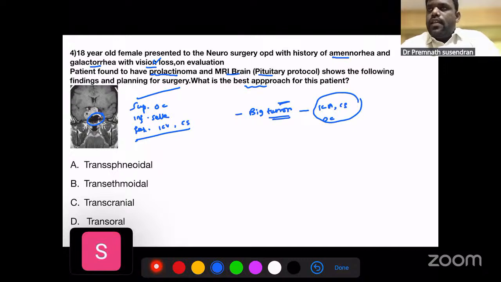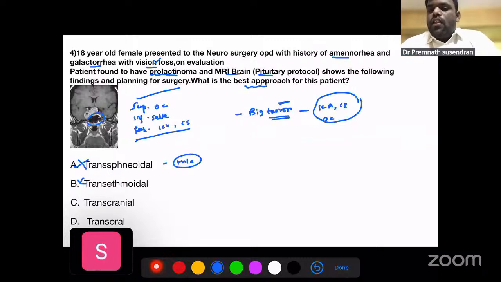So usually in a small tumor confined to the sella, we can go for transsphenoidal, which is the most common procedure for pituitary adenoma, but in this case it is not possible. Why? Because it is very large and it encases the ICA and cavernous sinus and compresses the optic chiasma. So it's not a correct option. Transsphenoidal also is not a correct option.